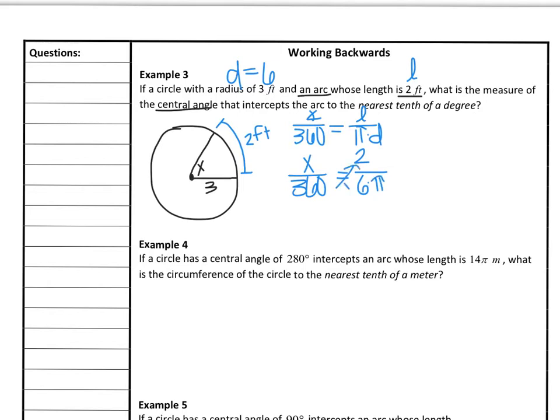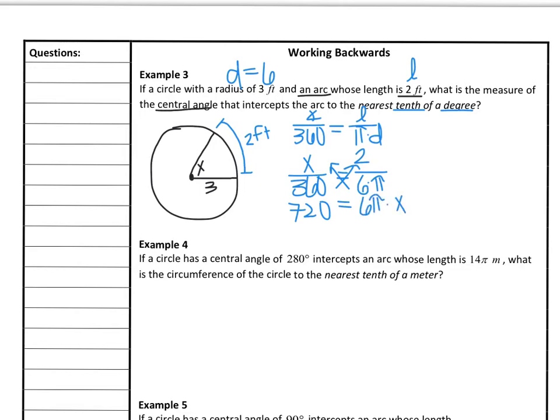All right, crisscross, multiply. And it says to round to the nearest tenth of a degree. So we're going to be eventually multiplying by the pi. All right, so 360 times 2 is 720 equals, so we're going to have 6 pi x here. So 6 pi times x.